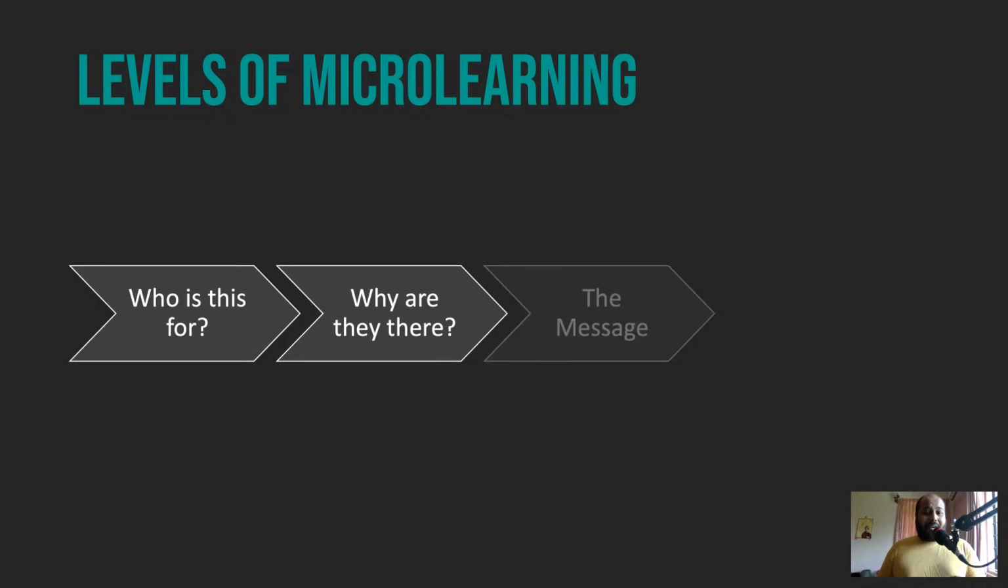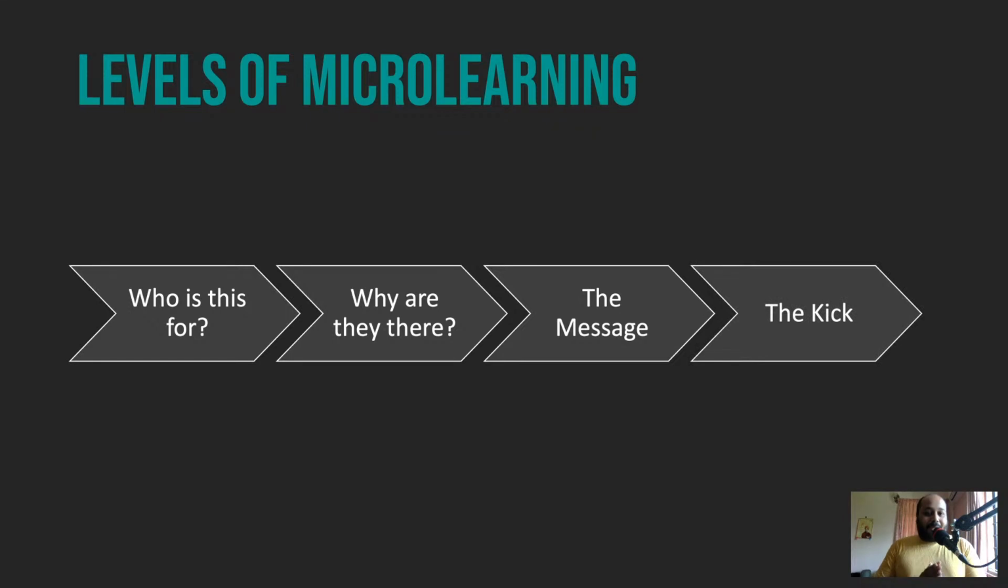So once you have achieved this, the third level is the most important level, which is the actual message, right? So you deliver the message. You have identified the person, you've identified their motivations, so based on that, you are planting your message. And once you have planted your message, the fourth level is the kick, where you're going to make them act on the message that you have implanted in them through your micro learning, right? So these are the four levels of micro learning. Each time you design and develop a micro learning piece, you need to remember these four levels when you're conceptualizing, designing and developing your micro learnings.